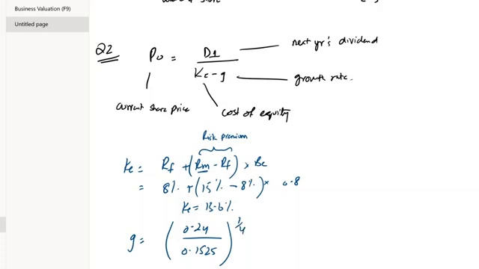1 over 4, why? Because 4 years ago we got the dividend as 15.25, but after 4 years we got the dividend as 0.24, so the gap between the periods is 4 years, which means that the growth would be over 4 years only, which is why 1 over 4 minus 1 gives us 12%.